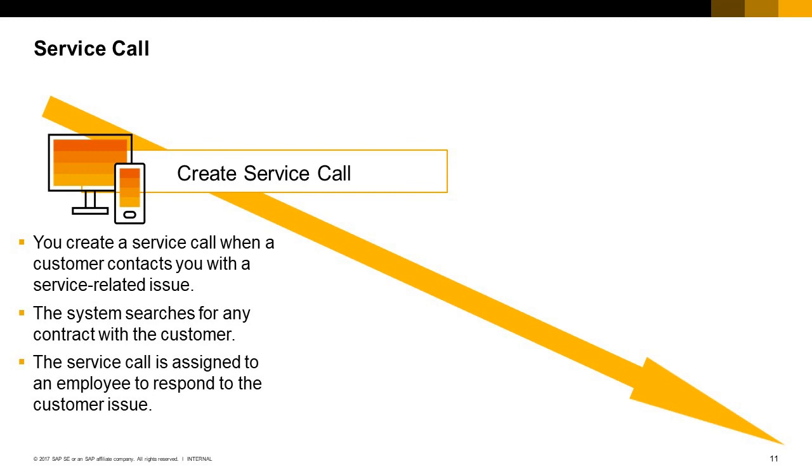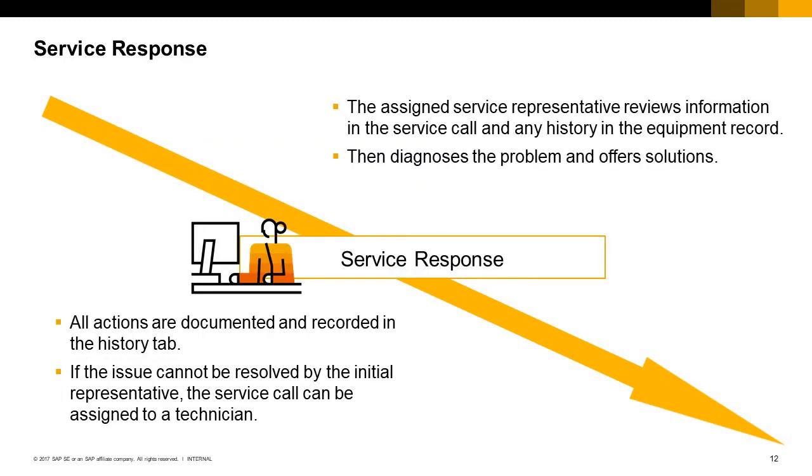The system searches for any contract with the customer. The service call is assigned to an employee to respond to the customer issue. The assigned service representative reviews information in the service call and any history in the equipment record. Then diagnoses the problem and offers solutions. All actions are documented and recorded in the History tab.